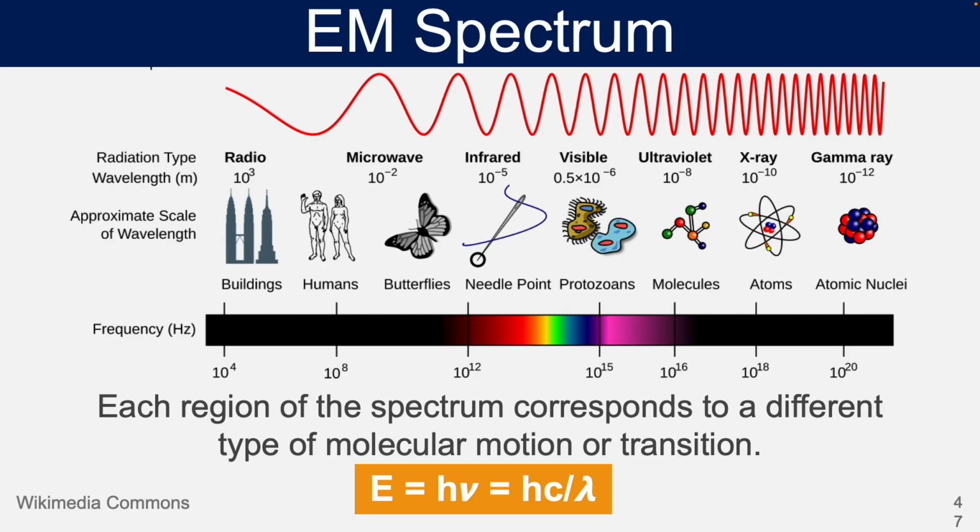Think of the electromagnetic spectrum like a grand piano. Each key makes a different note. When we play the right note, a molecule resonates. Spectroscopy is essentially us playing the piano of light to make molecules reveal their secrets.